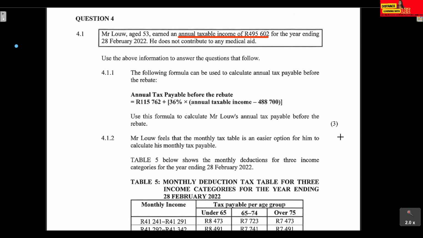They've given us the formula that we're supposed to use. All that we have to do is substitute into this formula, and we just get our 3 marks like that. Okay, so this formula is basically telling us that to get the annual tax payable before the rebate, we take 115,762 plus 36% multiplied by the annual taxable income minus 488,700. Okay, so we're going to use this formula to calculate Mr. Lowe's annual tax payable before the rebate.